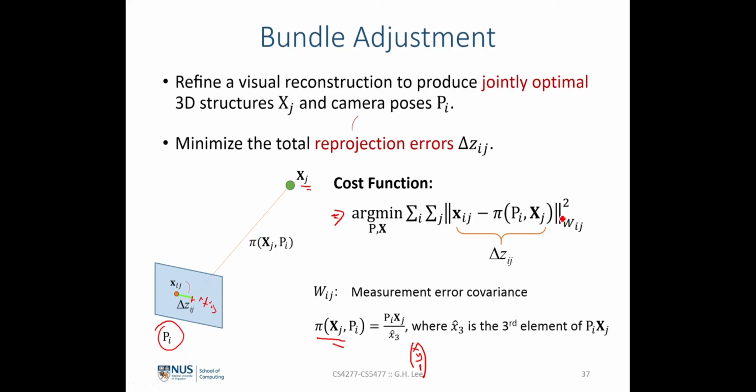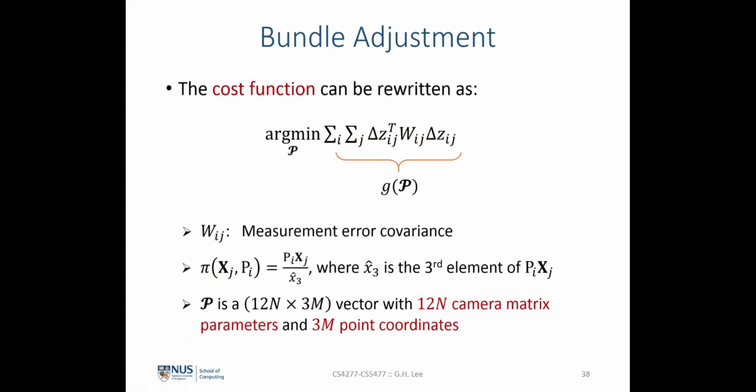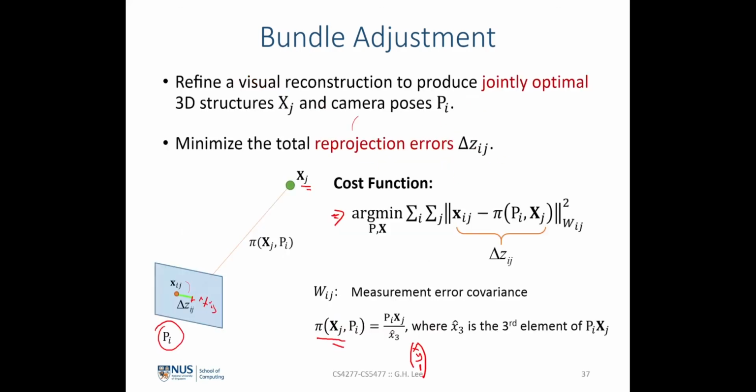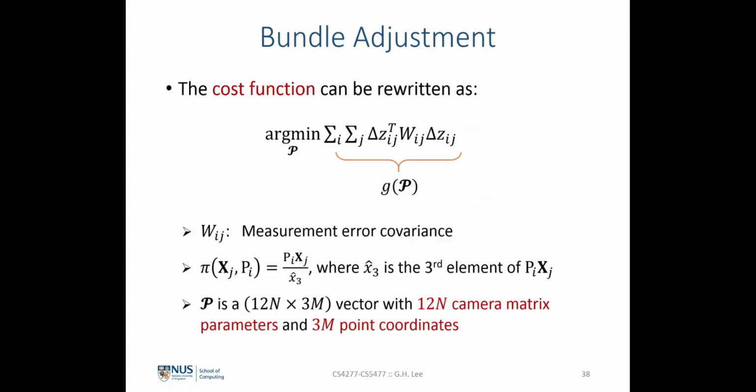W over here represents a measurement error covariance that is used to weigh this particular error function. And now the cost function can be rewritten as a product of the error transpose multiplied by the weights and multiplied by the error itself. This is a simple rewriting of the square norm equation over here, since everything inside this square norm is a vector. And here we can rewrite the error function into g of p, where p here is the variable to be optimized as written in the arg min over here.